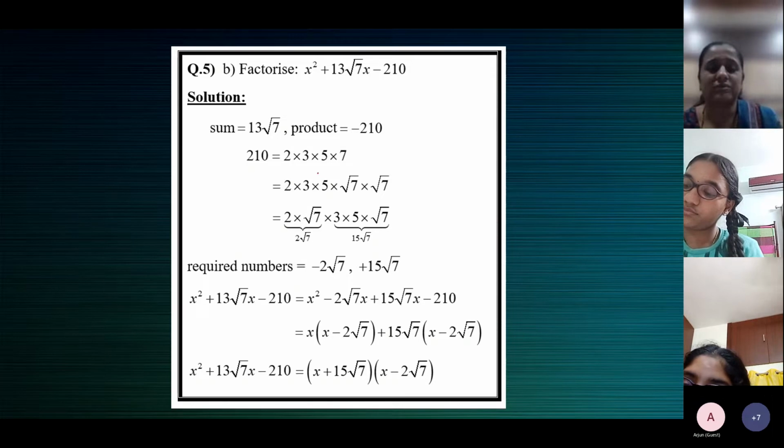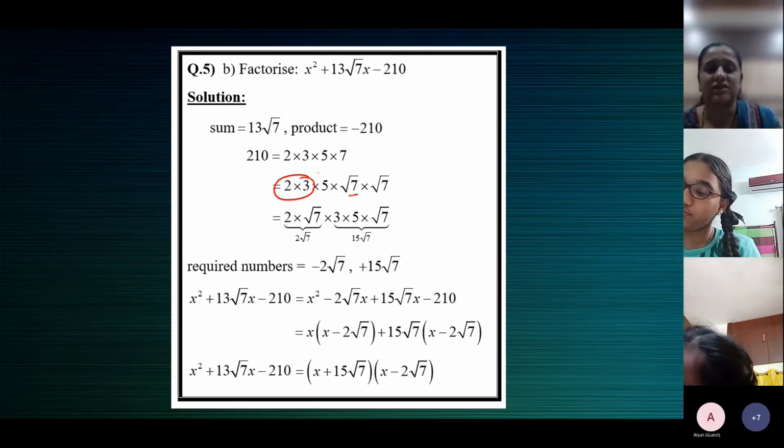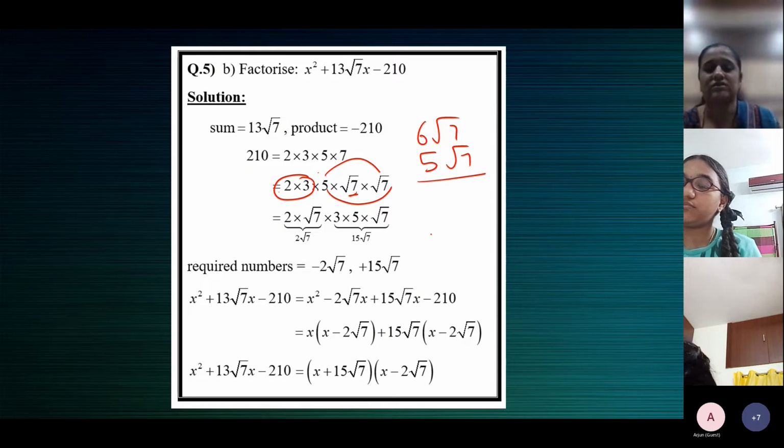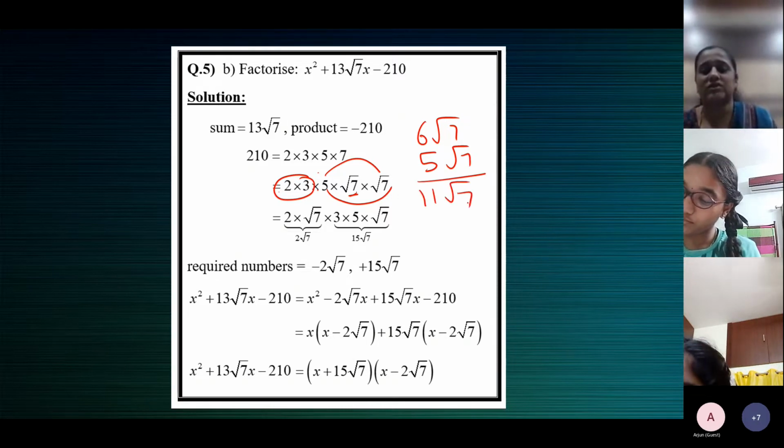Otherwise you can make 6 root 7 and 5 root 7, because 2 3s are 6 and root 7. 6 root 7 and 5 root 7 will give you 11 root 7. So you're not getting the sum. You will get the product.